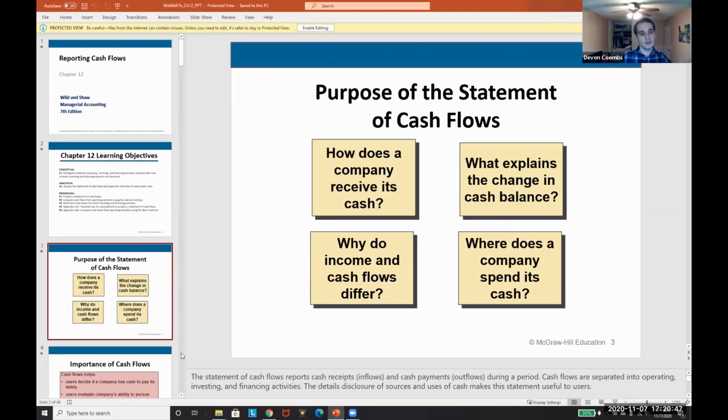And so always when we're in this, I want us to remember, what is the purpose of the statement of cash flows? The real purpose of the statement of cash flows is to understand, how did we receive our cash? Why do income and cash flow differ? What explains the cash balance? And where does a company spend its cash? So how does a company receive its cash?